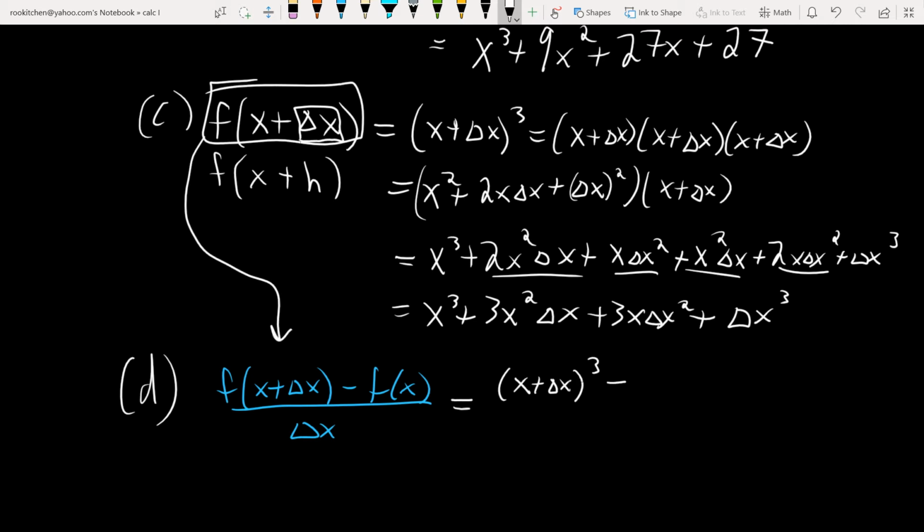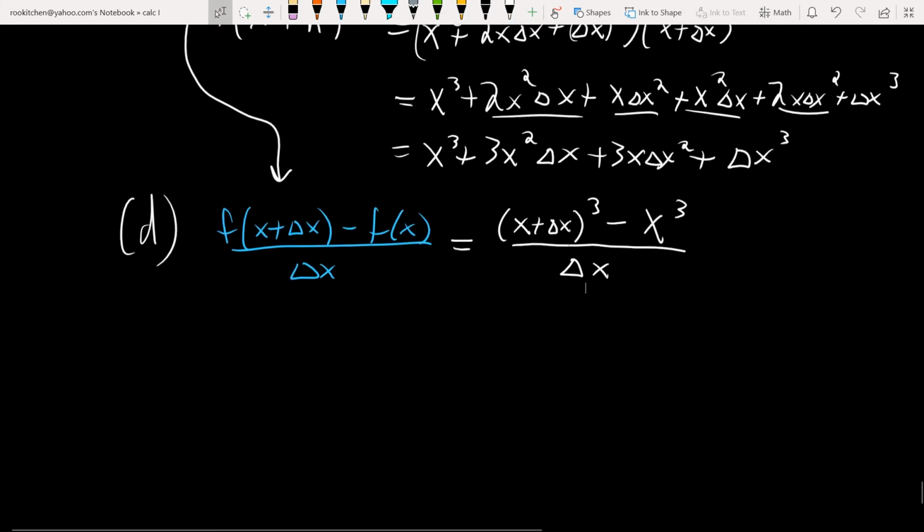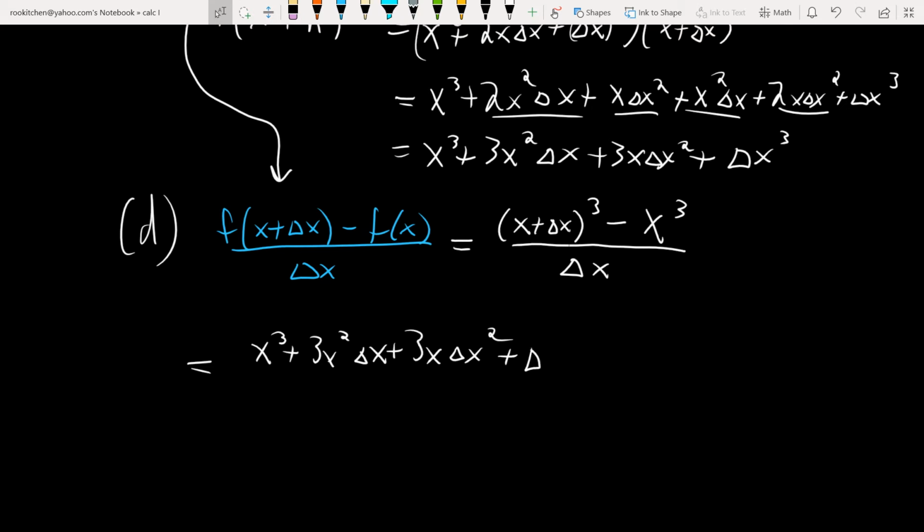And then minus f of x, well, that's just x cubed, all over change in x. I've done a lot of the work already, right? I know what x plus change in x cubed is. It's x cubed plus 3x squared change in x plus 3x change in x squared plus change in x cubed, and minus x cubed all over change in x.